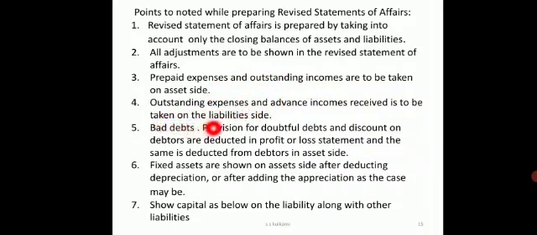Now provision for bad debts, discount on debtors, and bad debts, which are all deducted in the profit and loss account, should be shown as deductions from the debtors on the asset side. Depreciation or appreciation of assets should also be shown against the fixed assets, either by adding or deducting. Then the capital should be shown along with the other liabilities. So these points are very important. We have to take only the closing balances because it is prepared at the end of the year.